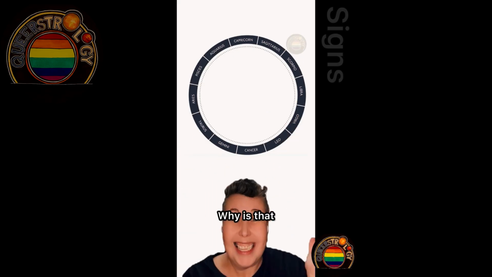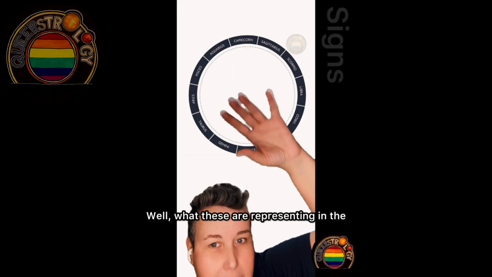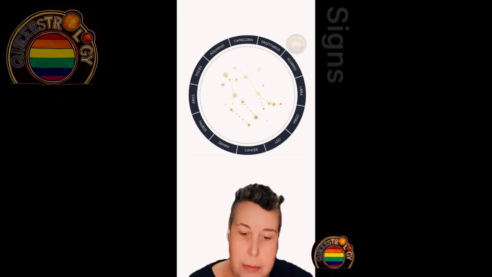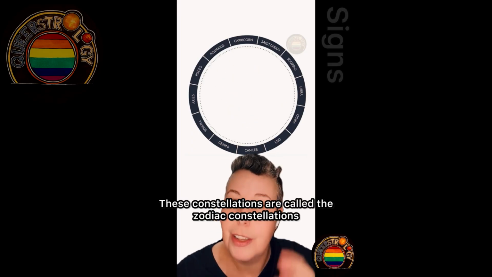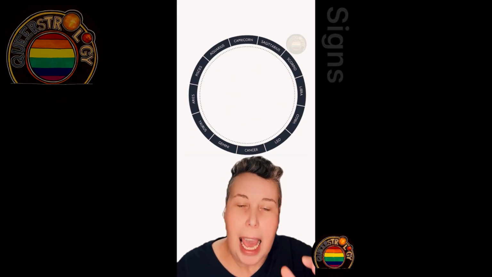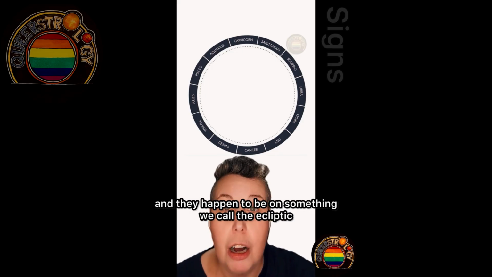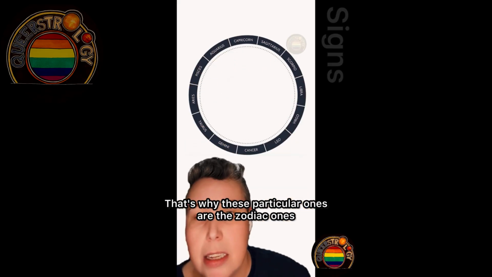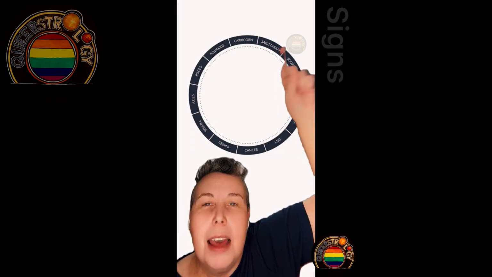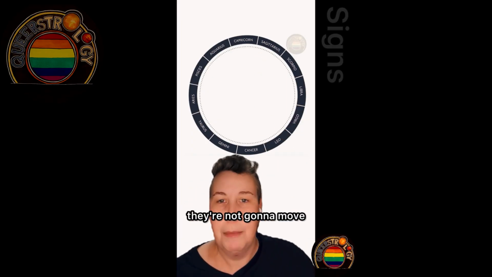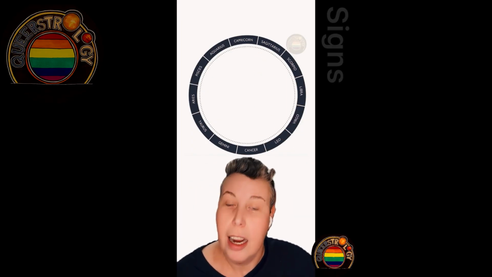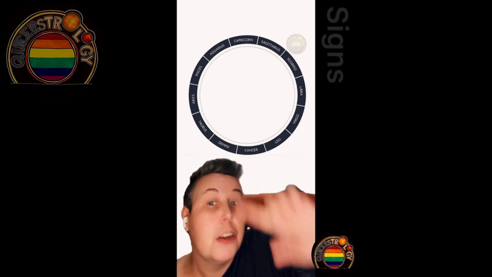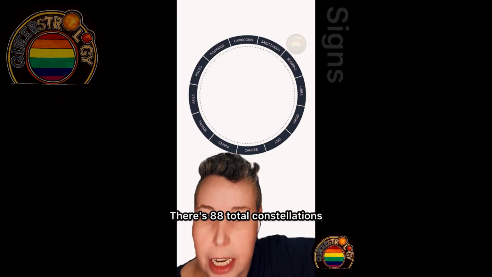Why is that? Well, what these are representing in the actual sky are constellations. These constellations are called the zodiac constellations, and they happen to be on something we call the ecliptic. That's why these particular ones are the zodiac ones. Because they're constellations, they're not going to move. They're always going to stay in the same order. The Earth is actually what's moving. But why these 12? There's 88 total constellations.